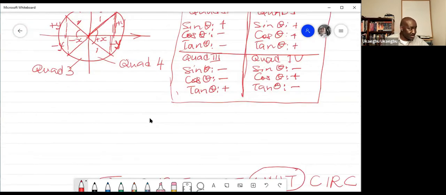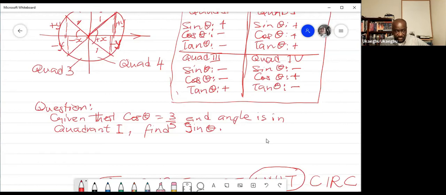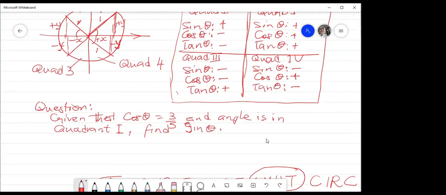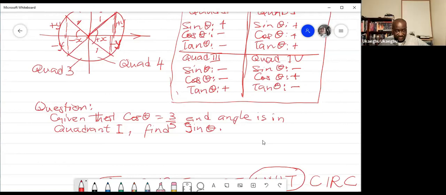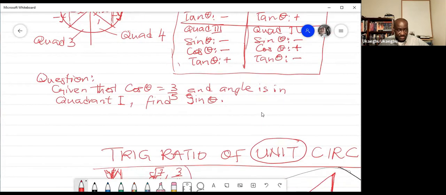The question usually comes, given that, hold on a second. Given that cos theta is equal to 3/5 and the angle is in quadrant 1, find sine theta. All right, so that's the question.